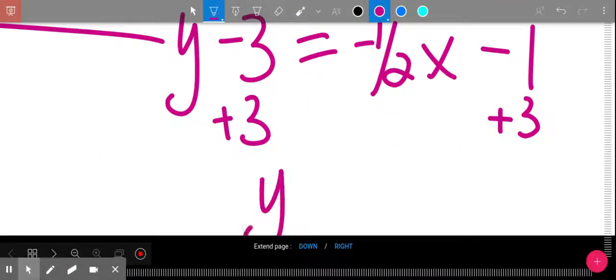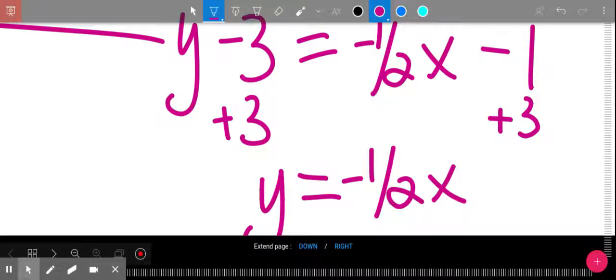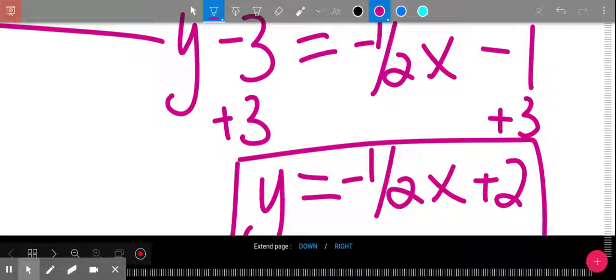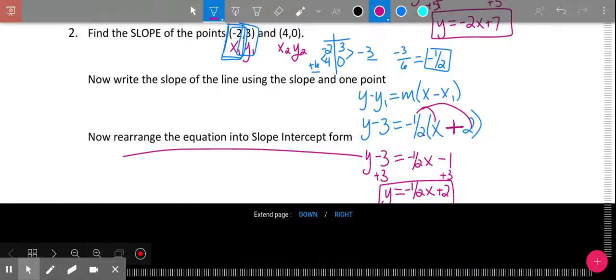And we'll get y is equal to negative 1/2 x. Negative 1 plus 3 gives me plus 2. Alrighty, if you have any questions about the front page, please make sure you're asking.